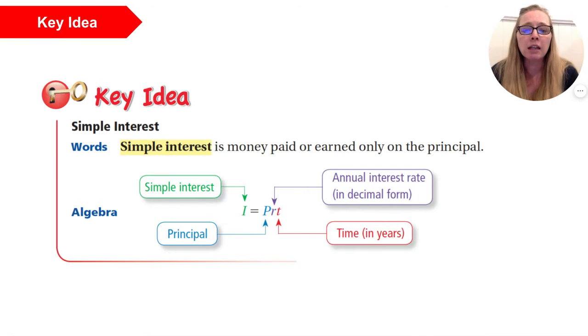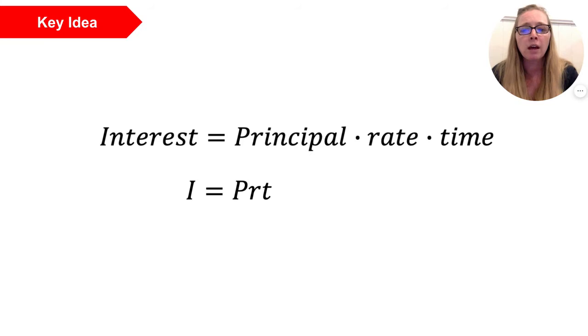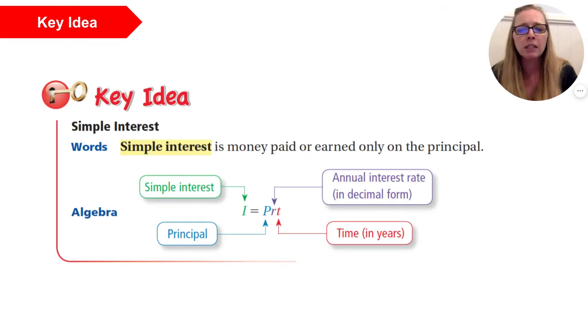So here's the key idea, that the simple interest is money paid or earned only on the principal. We have this formula that we will use: interest equals the principal times the rate times the time. Now remember, the rate is going to be the decimal form and the time is in years. So as we do these problems, make sure you're looking at the time in years. There will be problems that say months, and you will need to convert those to the decimal of a year. So if it said 6 months, it would be 0.5 of a year, because 6 out of 12 months is half a year.